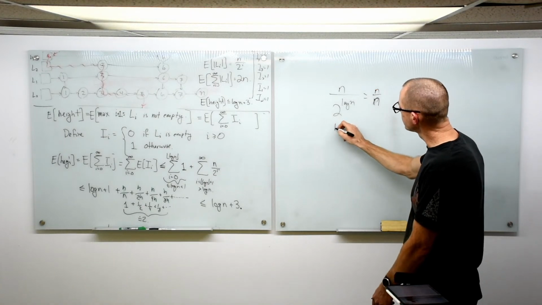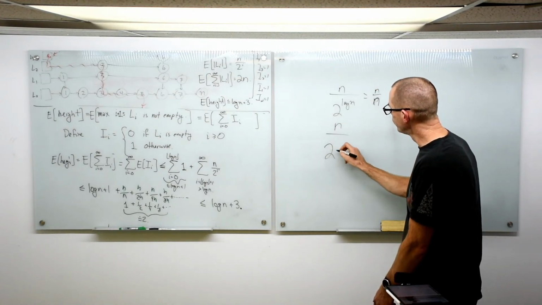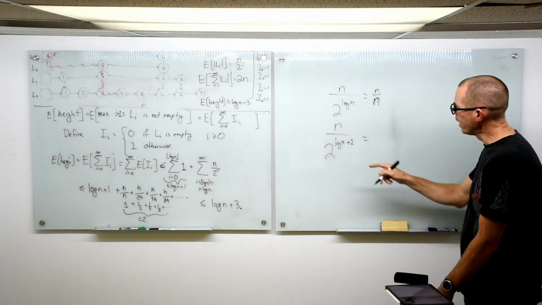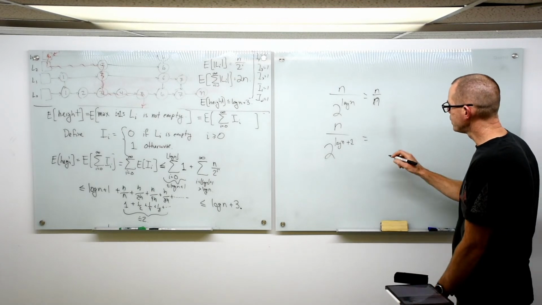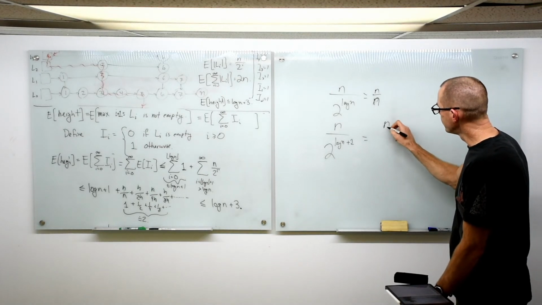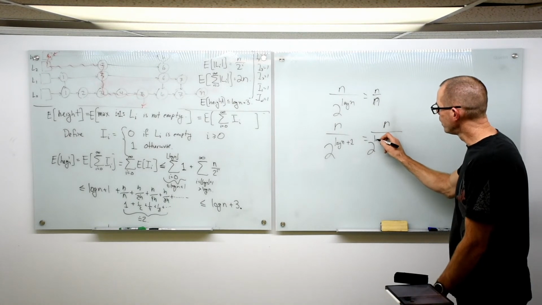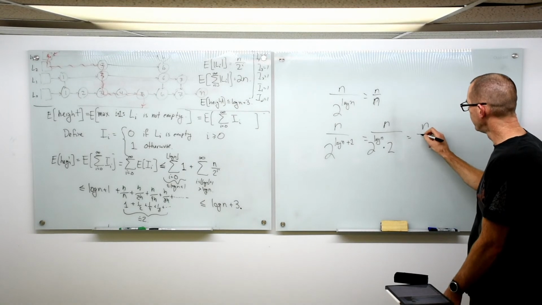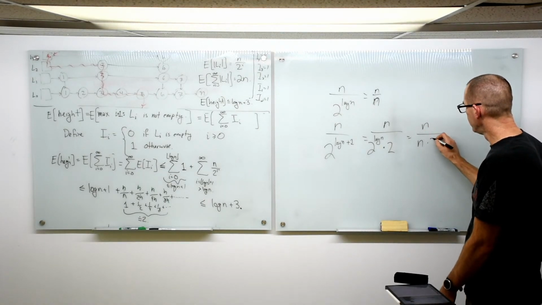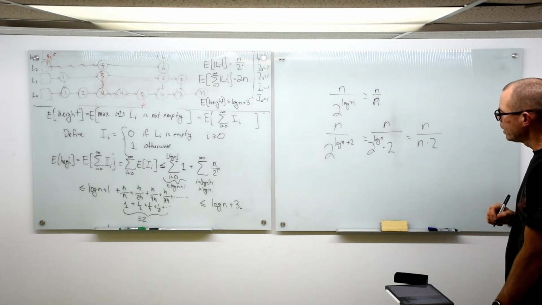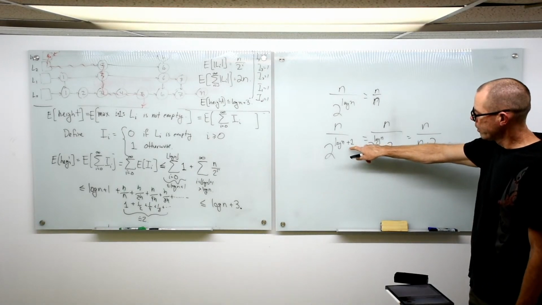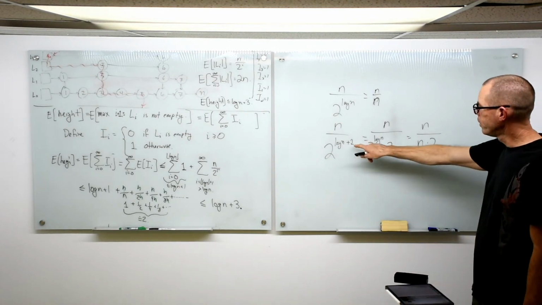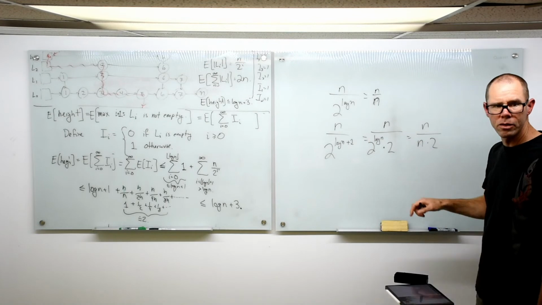Okay. What's the next term? It's n over 2 to the log n plus 1. What's that? Well, let's do it really slowly. This is n over 2 to the log n times 2. Well, that's n, so this is n over 2n. And then the next one, instead of a plus 1 here, it's a plus 2. So you get n over, this becomes a 4, and then this becomes an 8, and so on.